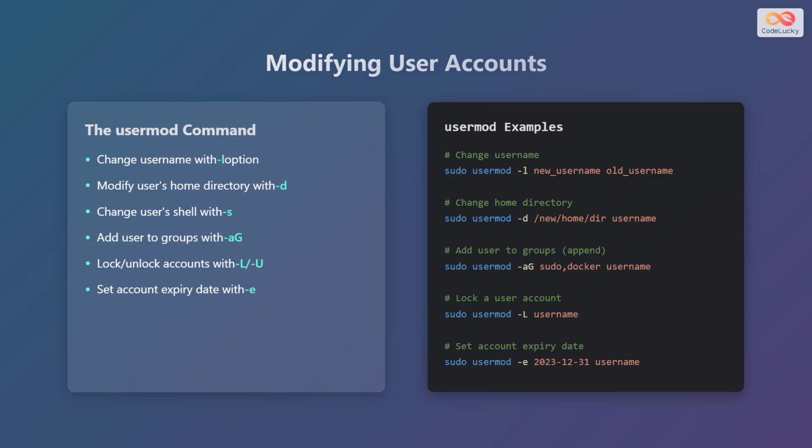Here are a few examples of using the usermod command. To change the username, use the command sudo usermod -l new_username old_username. To change the home directory, execute sudo usermod -d /new/home/dir username. To add a user to the sudo and docker groups, run the command sudo usermod -aG sudo,docker username. To lock a user account, use the command sudo usermod -L username. And to set an account expiry date, type sudo usermod -e December 31st, 2023 username.